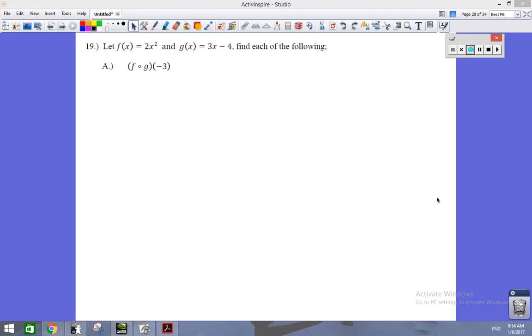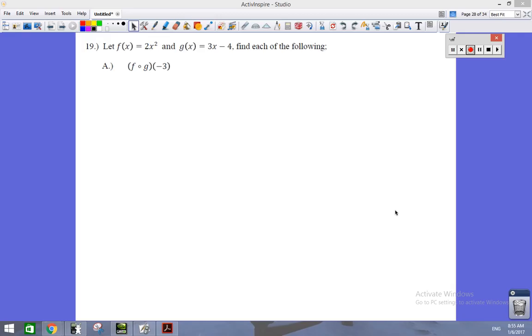All right, so let's take a look at problem number 19. We're given two functions, f and g, and we're going to use that to build a new function. And this time our operation is one that we may not be quite as familiar with. We're familiar with adding, subtracting, multiplying and dividing numbers, but for numerical values, for numbers, we don't have an idea of composition. But with functions, we do.